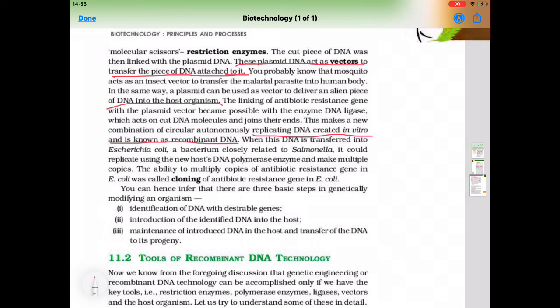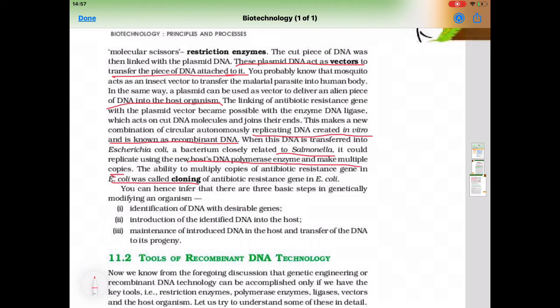When this DNA is transferred into E. coli, a bacterium closely related to Salmonella, E. coli resembles Salmonella in many characters. It could replicate using the new host's DNA polymerase enzyme and make multiple copies. Now, when this new recombinant plasmid enters E. coli, it can also replicate and form many copies. The ability to multiply copies of the antibiotic resistance gene in E. coli was called cloning, because making many copies is known as cloning of the antibiotic resistance gene in E. coli.